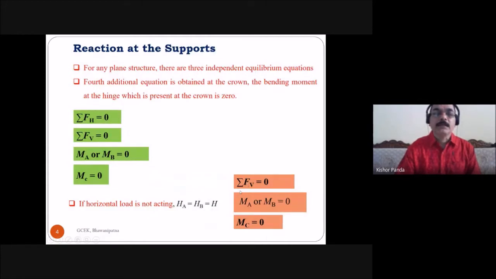In that case, you have to use these three equations to find out the unknown reaction components: the summation of vertical force is equal to 0, MA or MB is equal to 0, and the moment at the crown is equal to 0. Using these three equations, you can find out the unknown reaction components in the three-hinged circular arch.